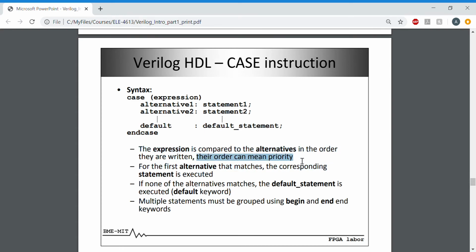Their order can mean priority. For the first alternative that matches, the corresponding statement is executed. If none of the alternatives matches, the default statement is executed, the default keyword. Multiple statements must be grouped using begin and end keywords.